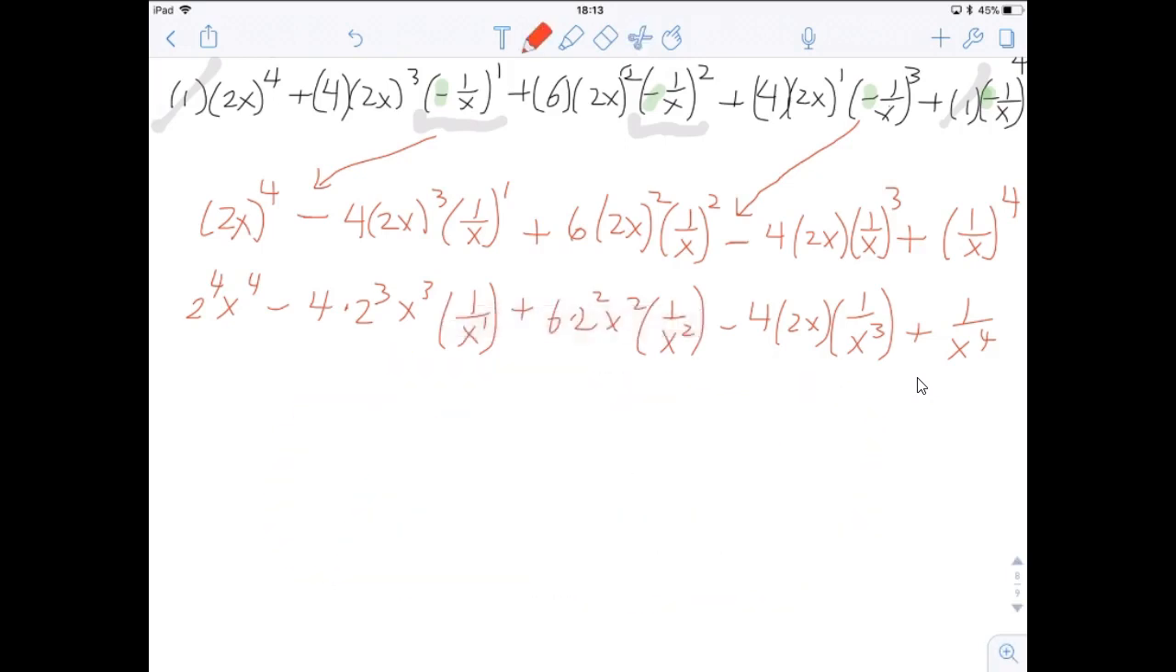Okay, now I'm going to simplify one last time. 2 to the fourth, x to the fourth is 16x to the fourth, because 2 times 2 times 2 times 2 is 16. 4 times 2 cubed is 8. 4 times 8 is 32. X cubed divided by x to the first is x squared. 6 times 2 squared is 24. X squared divided by x squared is 1. 4 times 2 is 8. X divided by x cubed is x squared. And last one is plus 1 over x to the fourth. And that's it.